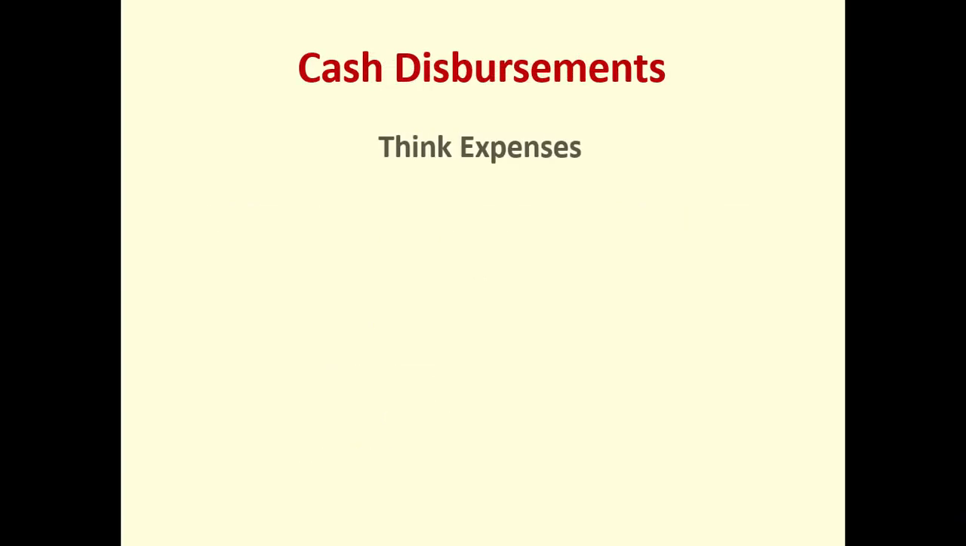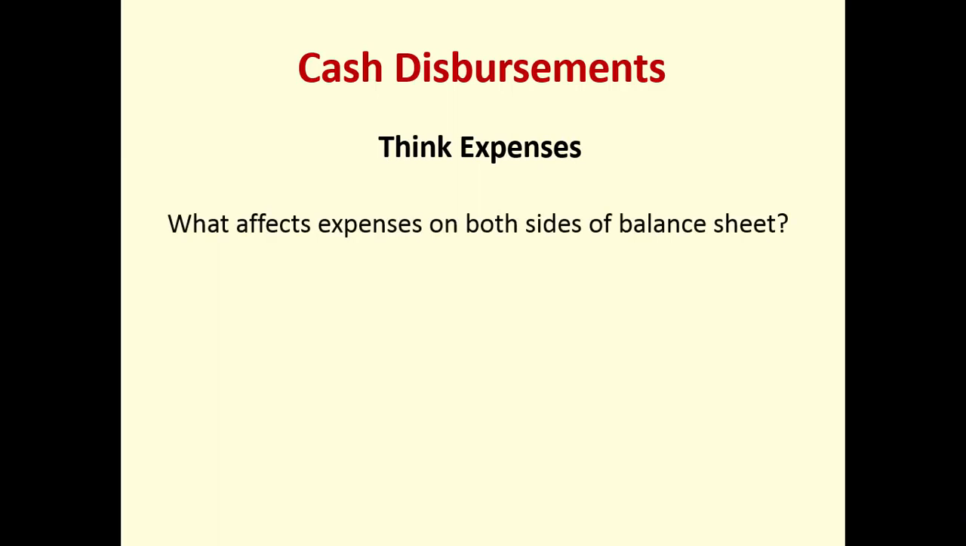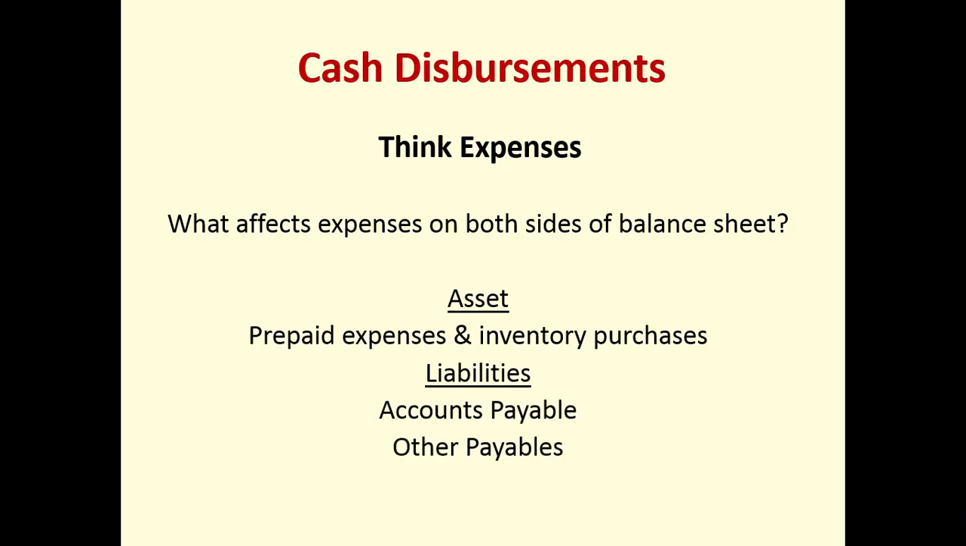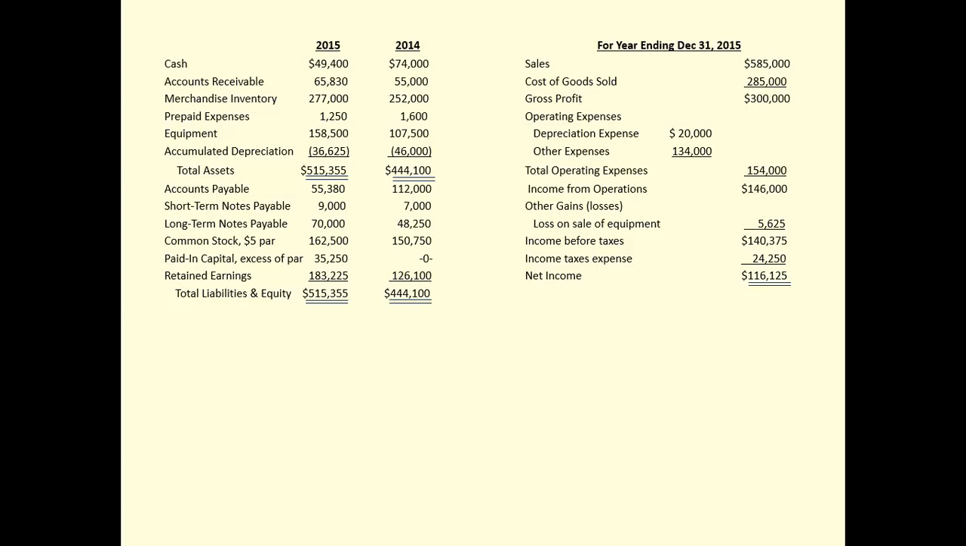What about cash disbursements? Well, think about your expenses. What affects expenses on both sides of the balance sheet? On the asset side, we're going to be looking at prepaids and inventory. On the liability side, we're going to be looking at accounts payable and any other payables. Okay, so now let's get started. This was that same example we looked at in the other video when we looked at the full statement of cash flows examples.